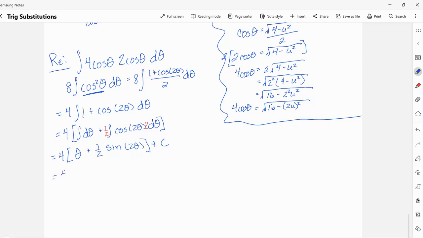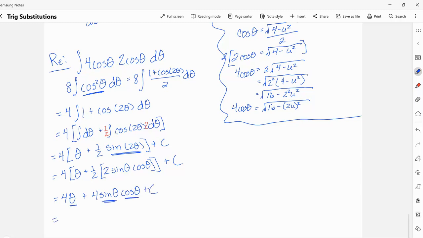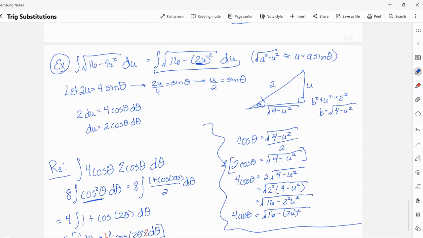I'm going to distribute. Well, I think I'll hold off on distributing because I see something else I need to do. Use the double angle formula. Sine of 2 theta is equal to 2 sine theta cosine theta. And now that 2 and 1/2 is going to reduce. And now I'm going to distribute the 4. I just have to find substitutions for each of those. So going back up here.